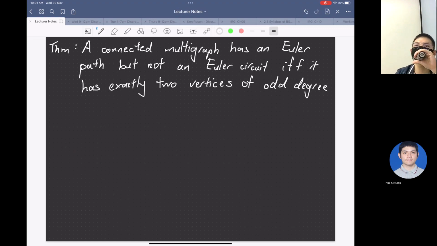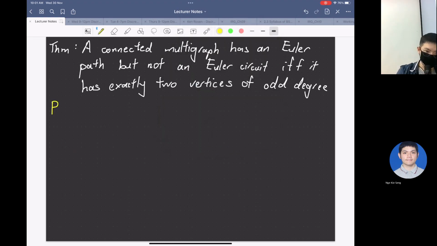Okay, why? You know why? Yeah, you cannot go back to the starting point. That means these 2 vertices of odd degree are exactly the start vertex and the end vertex of your Euler path. So this is the strategy here.